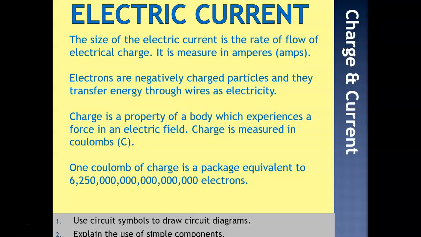1 coulomb of charge is a package equivalent to 6.25 trillion electrons. So that's a huge amount of electrons. As you can imagine, they're absolutely tiny. If you could pause the video to make sure you've got all those points down in your book, please.